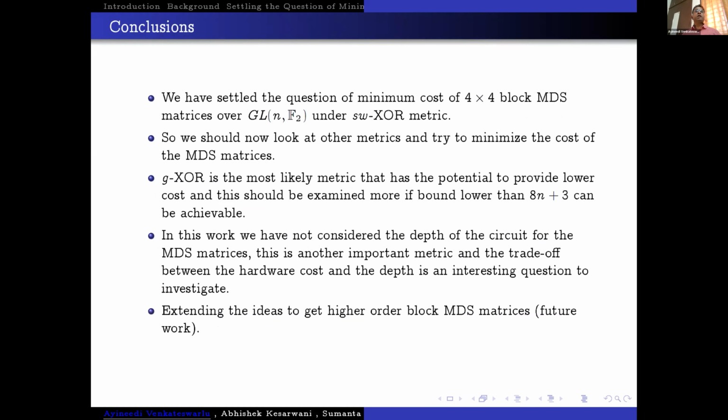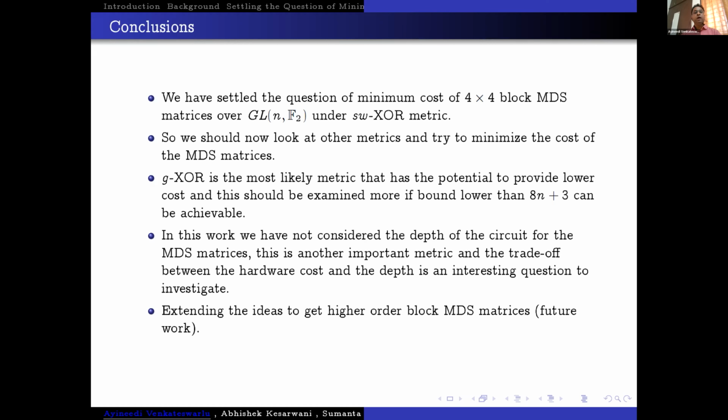By using extended equivalence classes and some transformations, we are able to establish the lower bound on the cost of 4 by 4 block MDS matrices under this SWXR cost metric. If you want to get better matrices, we have to use other metrics such as SXR or GXR. In this search technique, we have not considered the depth parameter. By including the depth parameter, one can search for low cost matrices.